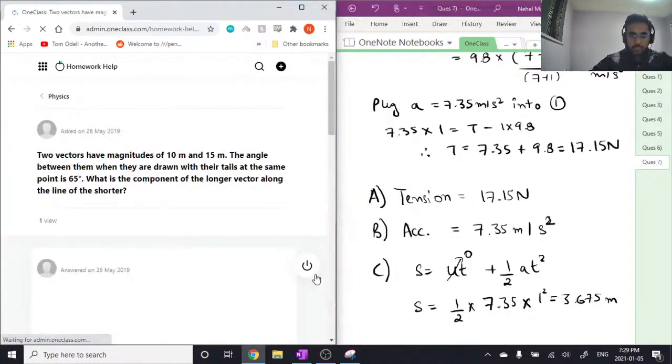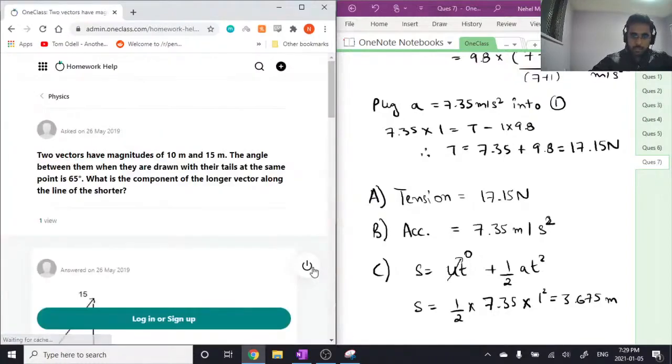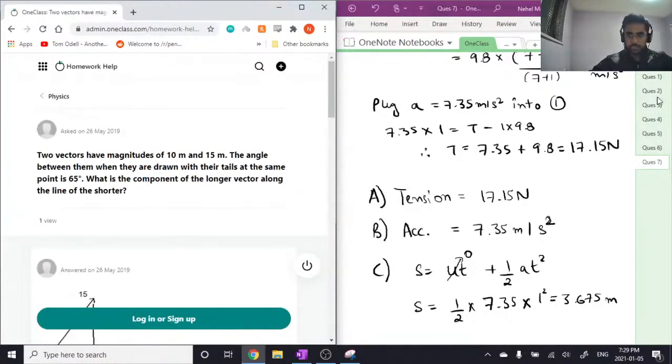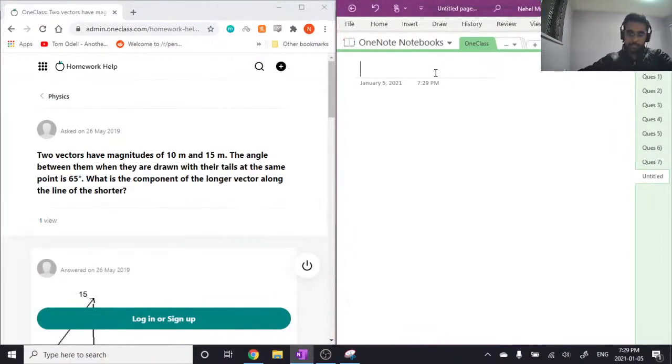I think we're somewhat running out of time. We can actually quickly do this question. This is a fairly straightforward question. Question number 8.